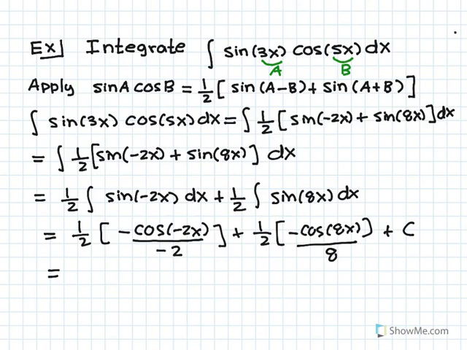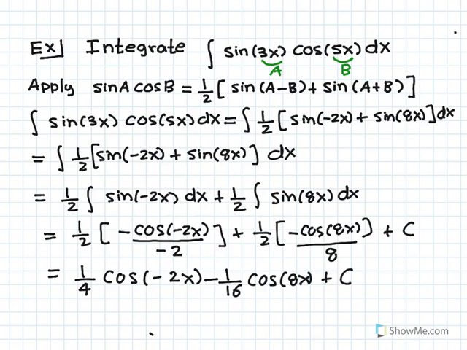So now let's simplify this. Double negative is a positive. 1/2 times 1/2 is 1/4. So we get 1/4 cosine of minus 2x minus 1/16 cosine of 8x plus the constant of integration, plus c. All right, let's look at another example.